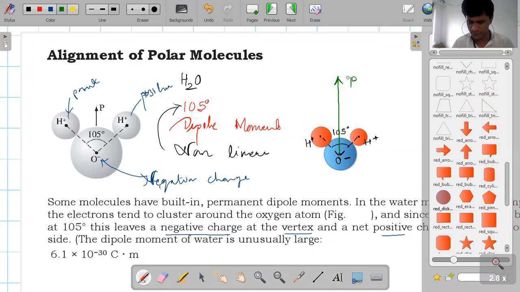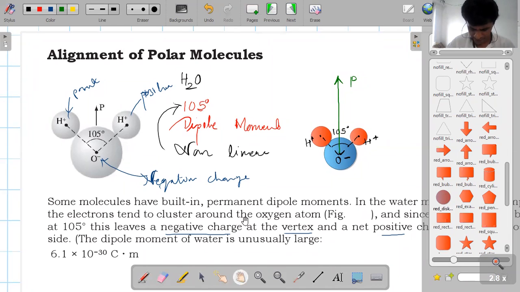Can you draw this diagram? Hello, student. Yes. It means show negative charge at the center and positive at the side. Okay. And this is about the alignment of polar molecules. This is which type of molecule? This is your water molecule. Okay.